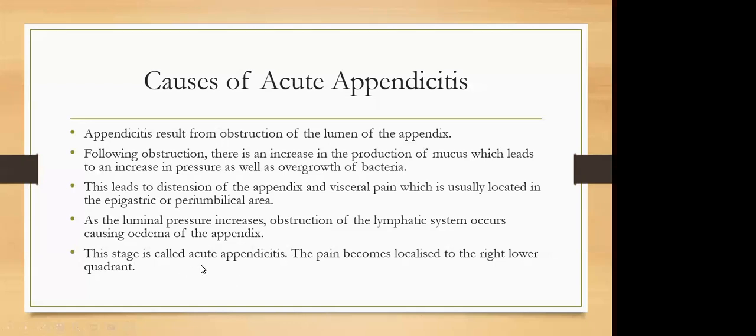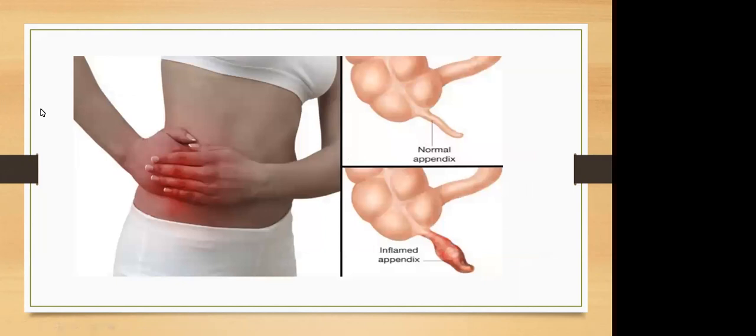So this stage is called acute appendicitis. The pain becomes localized to the right lower quadrant, as you can see here, putting the hands where the pain is.